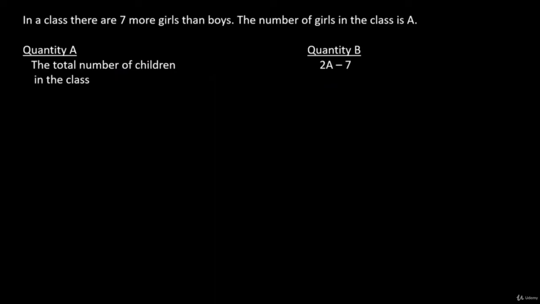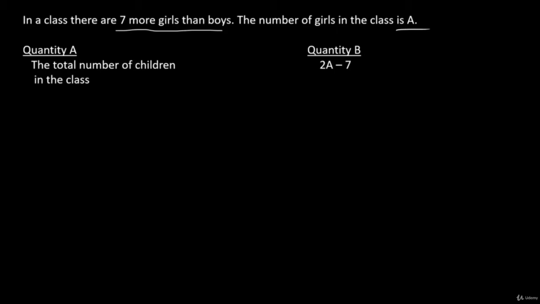Let's do this question. In a class, there are 7 more girls than boys. The number of girls in the class is A. Now quantity A is the total number of children in the class and quantity B is 2A minus 7. Alright, pause the video, give it a try, and then let's do it together. Alright, we are back. I hope you have given it a try.